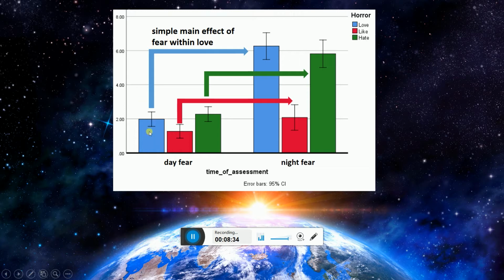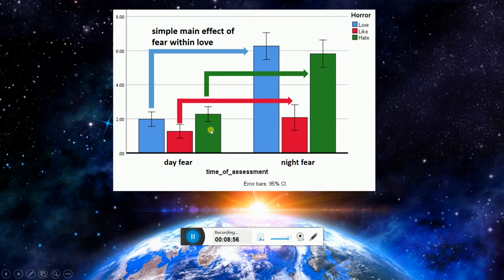Similarly, we'll look at this group here, the group that likes horror movies. We'll compare their daytime fear scores to their nighttime fear scores. And then finally, we'll look at this group, which is the group that hates horror movies, and we'll compare their daytime fear scores to their nighttime fear scores.